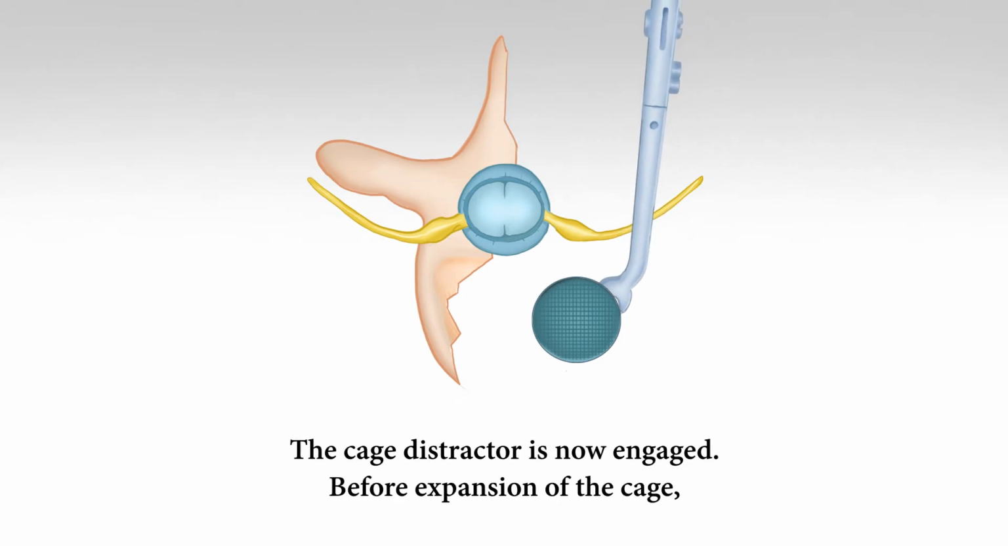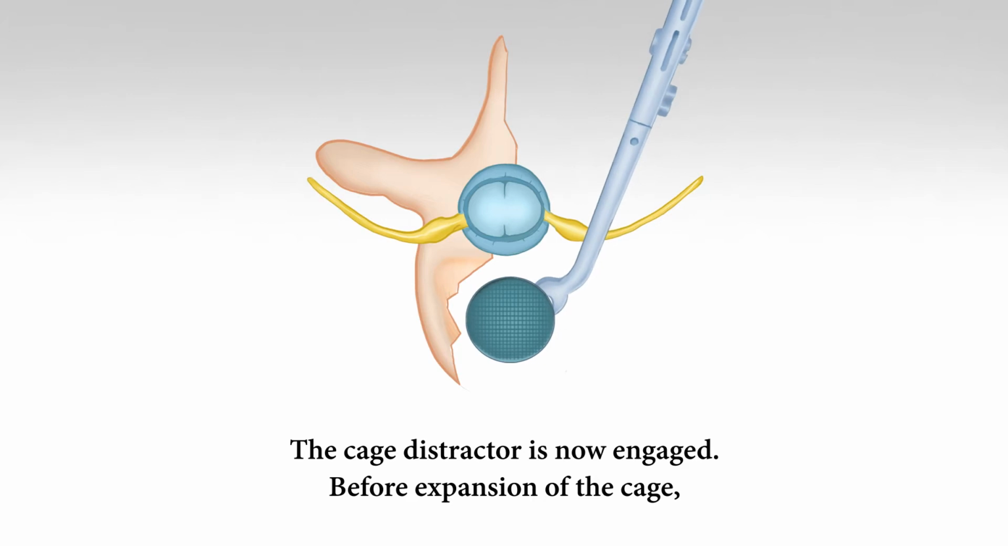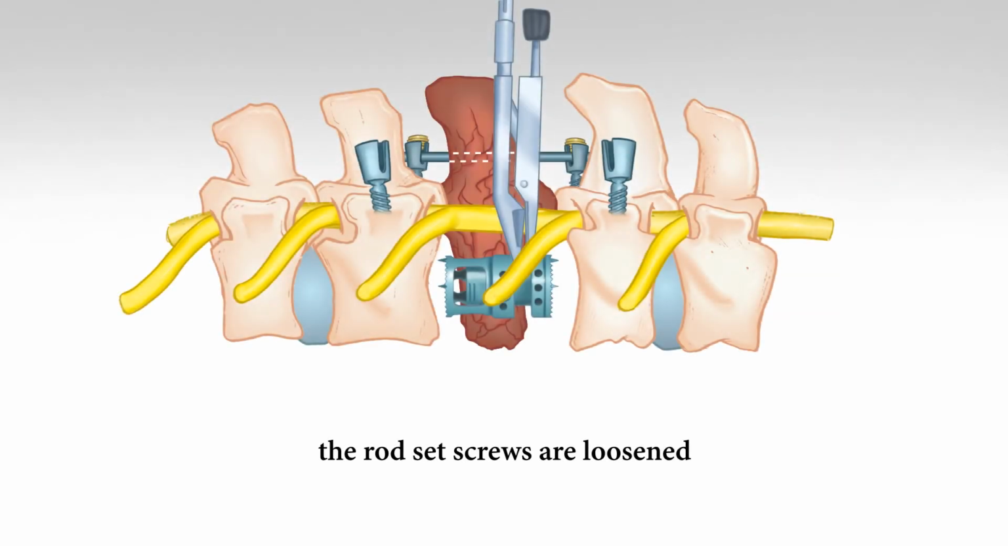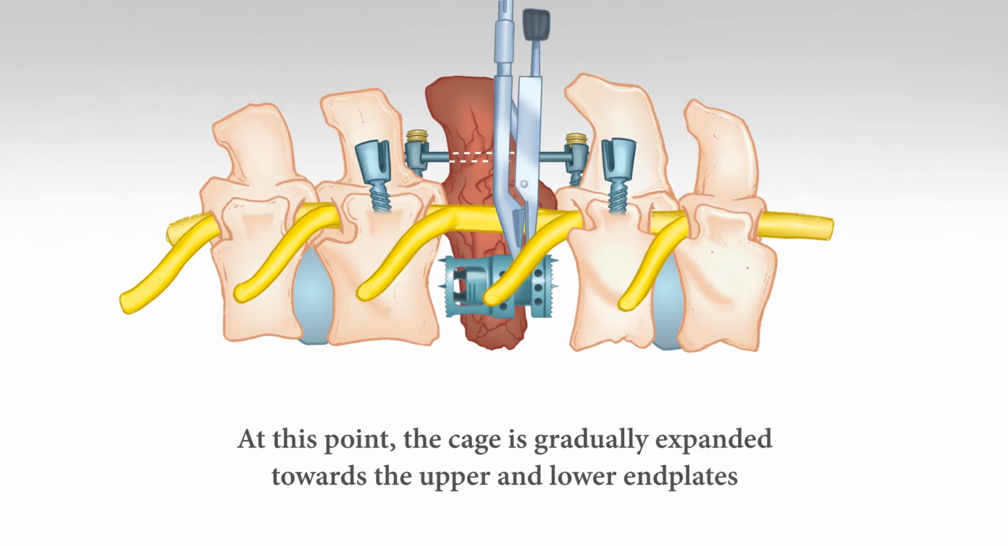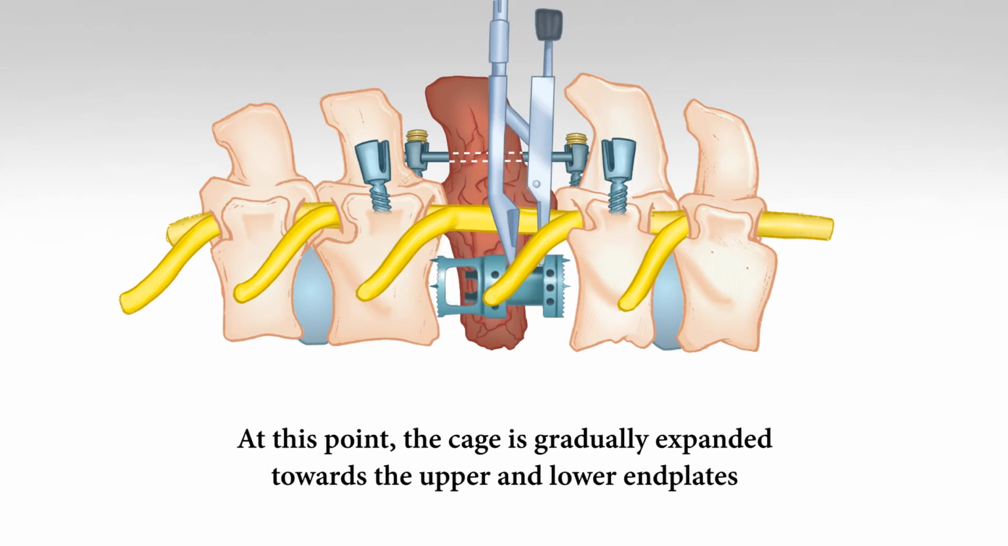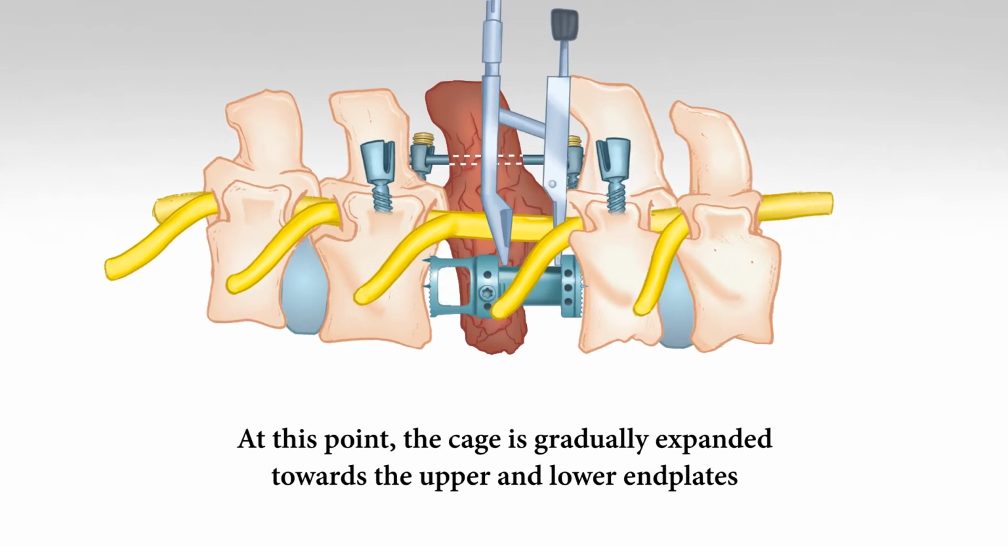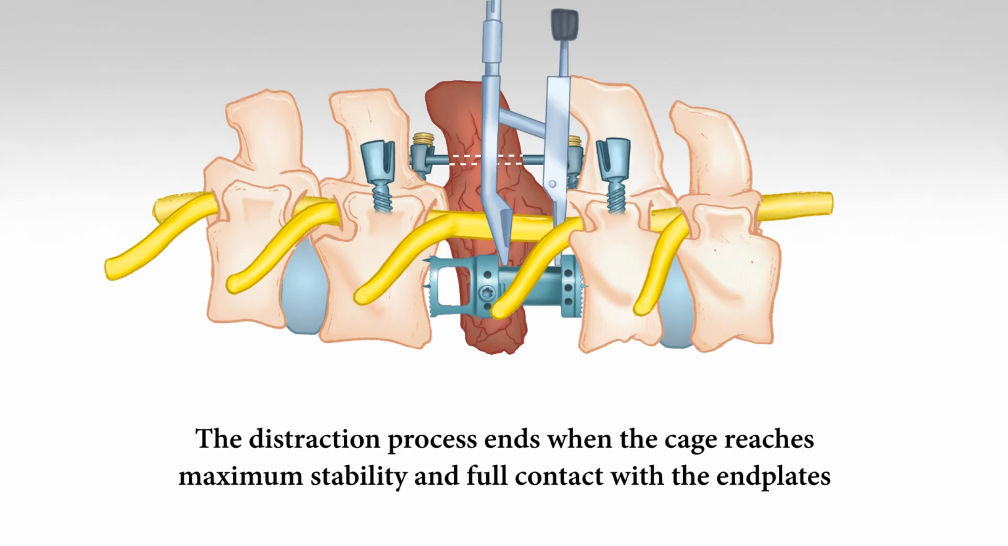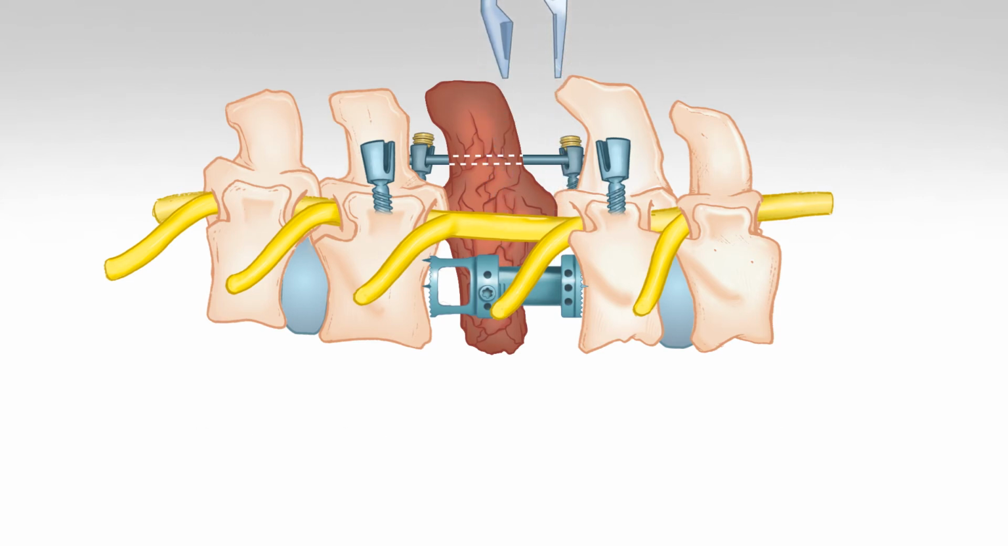The cage distractor is now engaged. Before expansion of the cage, the rod set screws are loosened. At this point, the cage is gradually expanded towards the upper and lower end plates. The distraction process ends when the cage reaches maximum stability and full contact with the end plates.